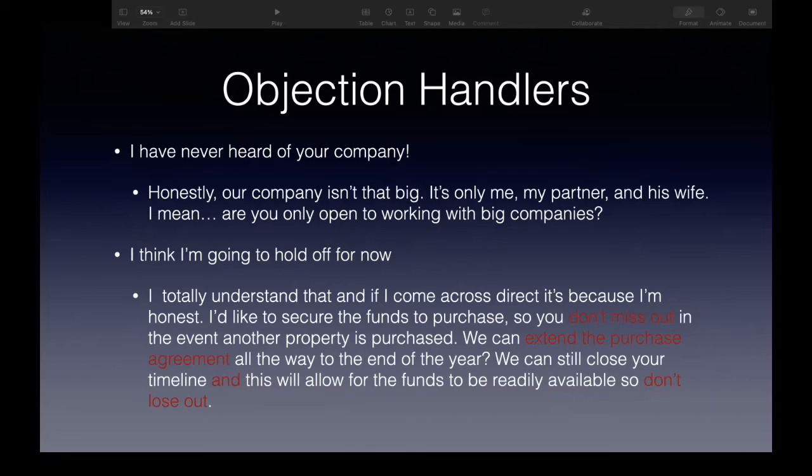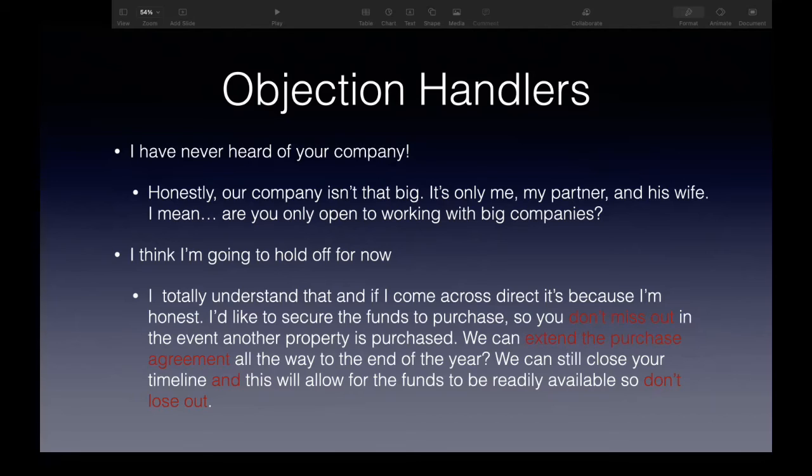I totally understand, Mr. Seller. And if I come across direct, it's because I'm being honest. I'd like to secure the funds to purchase today so you don't miss out in the event another property is purchased. I mean, we can extend the purchase agreement all the way to the end of this year. We can still close on your timeline, and this will allow for the funds to be readily available so you don't lose out. So check these embedded commands.